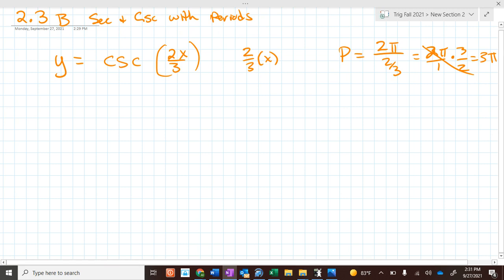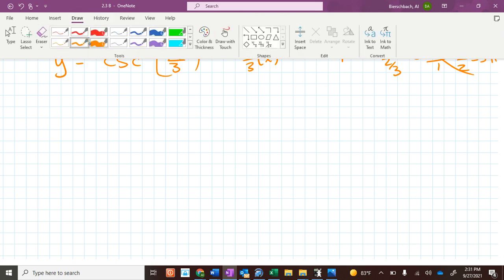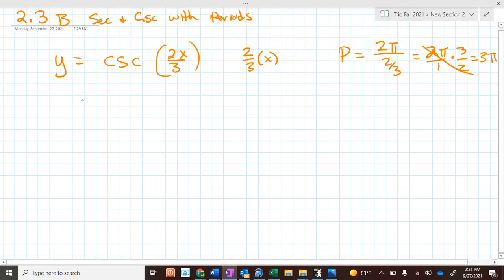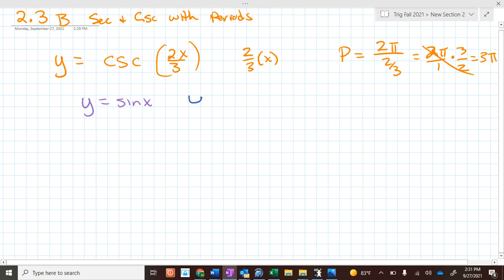Uh-oh, there's a 3 involved. So before you make out your graph, should you make it pi over 2 4 spaces? No, you should probably make it 3 spaces. Okay? So what are we going to draw? Well, we're still going to draw y equals sine of x. And then we're going to draw y equals sine of 2/3 x.